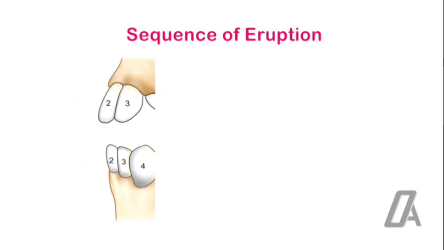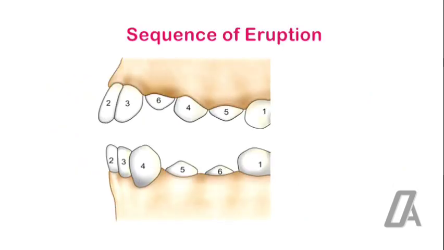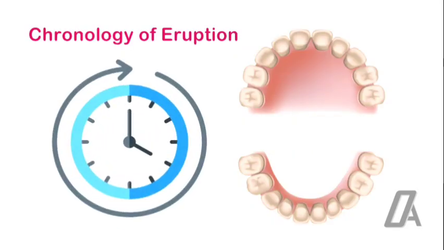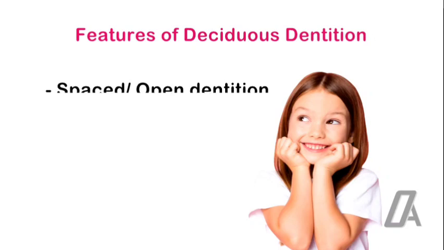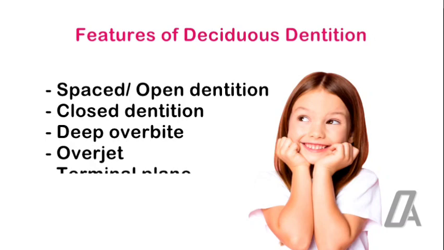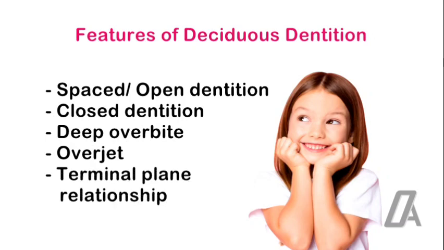Sequence of eruption, the order in which the primary teeth appear. Chronology of eruption, the specific timing of each tooth's emergence. Features of deciduous dentition, which include spaced or open dentition, closed dentition, deep overbite, overjet, and terminal plane relationship. Together, these help us assess the normal development and occlusal characteristics of the primary dentition.